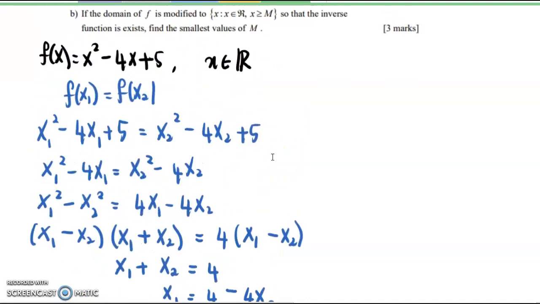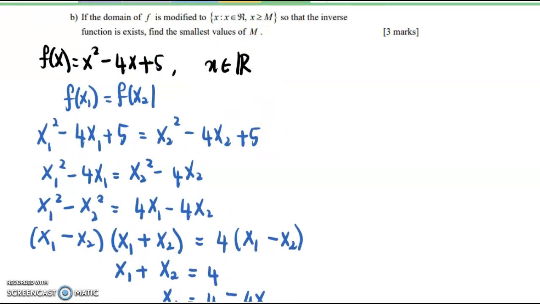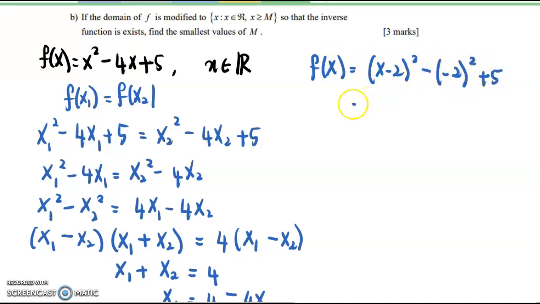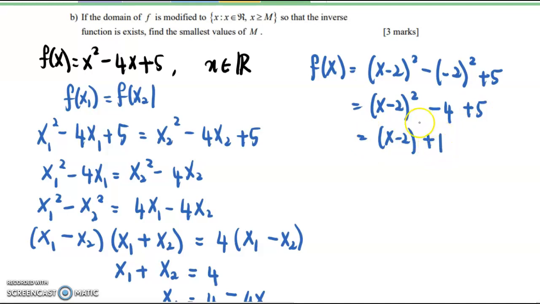Ataupun kita boleh guna graphical method. Okay, untuk graphical method, nak sketch the graph, cikgu akan computing the square dulu, CTS. So, f(x) equals to (x minus 2) square minus (negative 2) square plus 5. Kita dapat (x minus 2) square minus 4 plus 5. So, kita dapat (x minus 2) square plus 1.